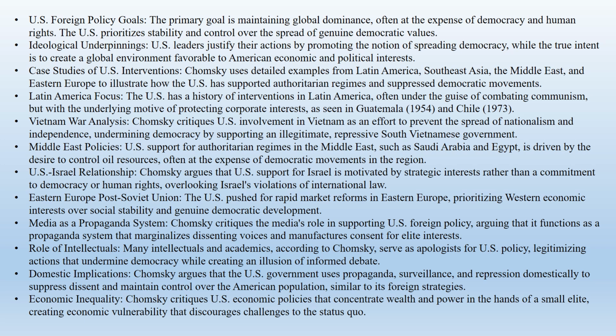Chomsky points out that the U.S. consistently supported the South Vietnamese government, despite its lack of democratic legitimacy and its reliance on repression and violence to maintain power. The U.S. justified its intervention by claiming it was defending democracy, but Chomsky argues that the real goal was to prevent the emergence of a government in Vietnam that could serve as a model for other countries in the region.